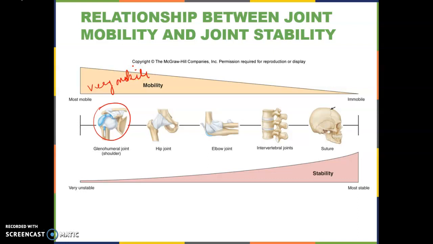However, how common is shoulder joint dislocation? Very, very common. So it's a very, very unstable joint. Do you see that? On the opposite side, on the right hand side, if you look at the suture, which is the joint between the skull bones, a suture is very immobile. It doesn't move. We know that. However, it's a very stable joint. So we understand that there is an inverse relationship between joint mobility and joint stability.